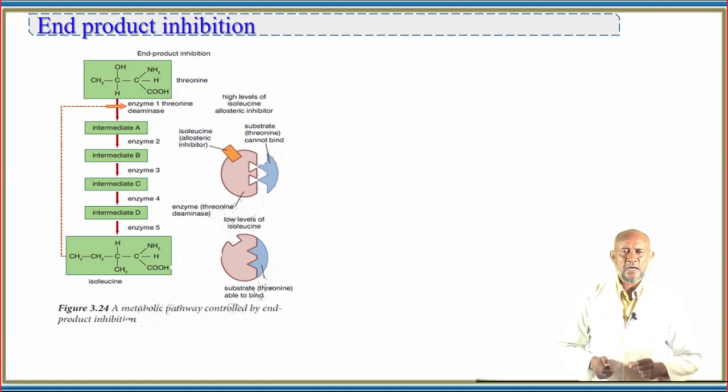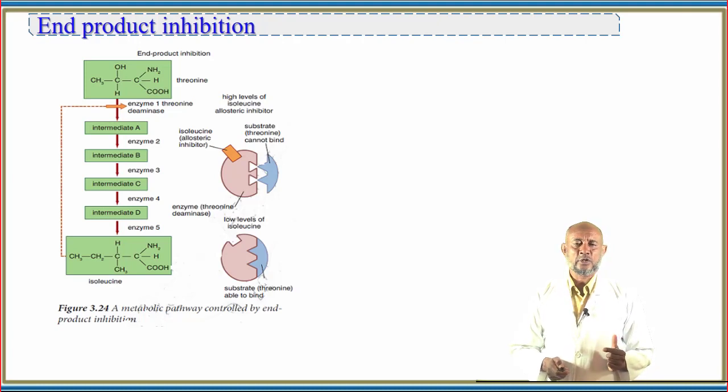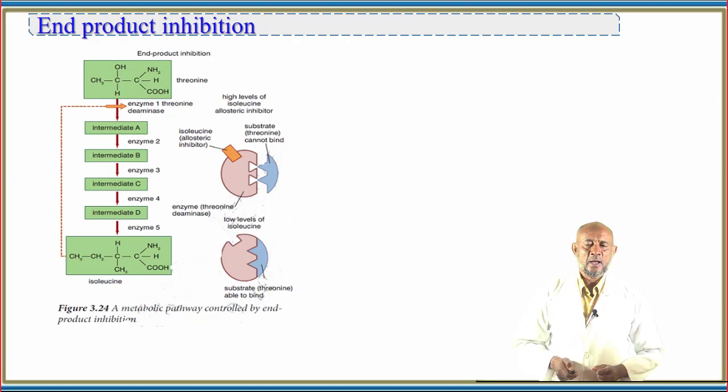Intermediate A, that is the threonine. The threonine is one of the proteins which is converted into intermediate A, and enzyme 2 converts it again into intermediate B to C, D, and finally isoleucine. Isoleucine returns back and attaches to the enzyme deaminase, okay? Enzyme 1, enzyme deaminase. That is what is called end product inhibition. Therefore, isoleucine allosterically inhibits the reaction.